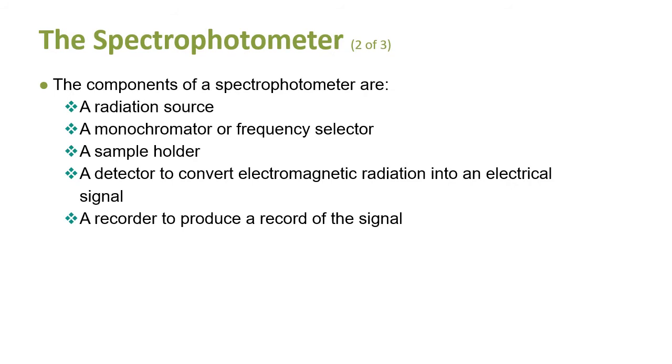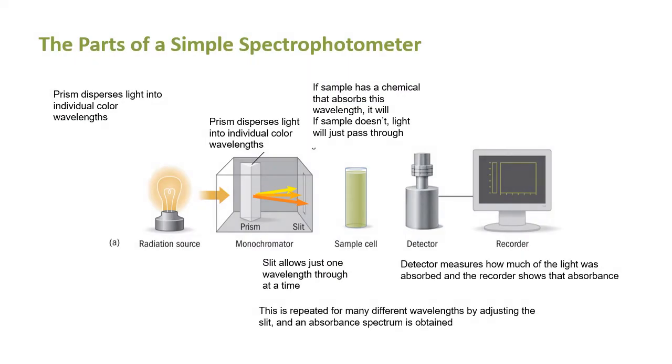Generally, you have to have something that's going to produce this light of different colors. You need something that's only going to allow one wavelength of light to go through the sample at a time, and then something that can detect how much of it was absorbed or not absorbed, and then something that's going to actually produce a record of it. So this is kind of what an example might look like.